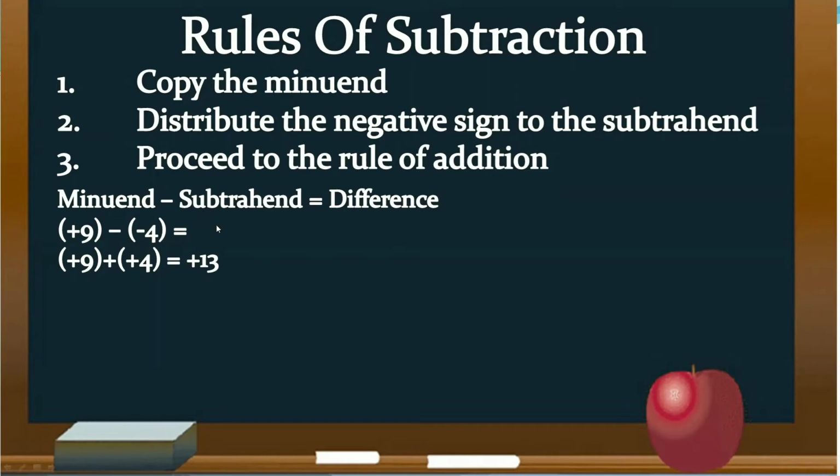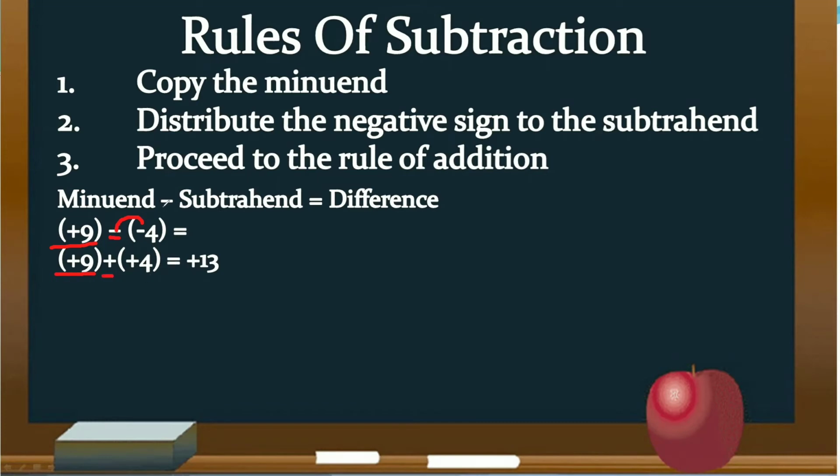To solve this one, we just have to apply these three simple steps. First, we need to copy the minuend. So we will just need to copy positive 9. Copy it here. And then, number 2, distribute the negative sign to the subtrahend. This will be distributed to negative 4. So negative times negative 4 will now become positive 4. Since we distributed the negative sign, or the operation of subtraction, to the subtrahend, it will now become positive.